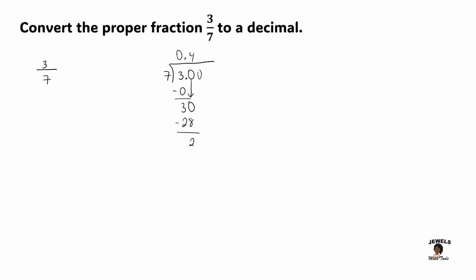We're going to add a next 0, bring down that 0, and change our 2 into 20. 7 goes into 20 twice. 2 times 7 is equal to 14. 20 minus 14 gives us a difference of 6. We're going to add a next 0 and bring down that 0.